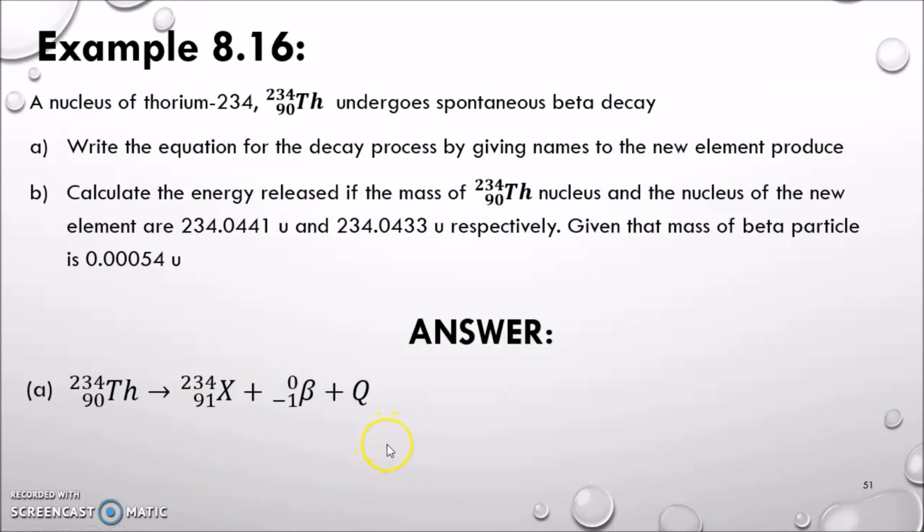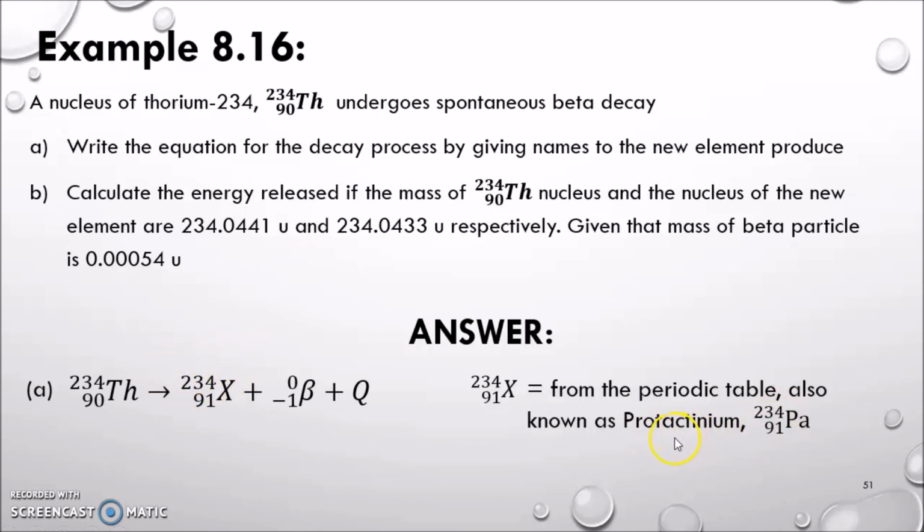And then the question asks us to give a name to the new element. We can refer to the periodic table and look for the element that has a proton number of 91 and nucleon number 234. It is the element protactinium.